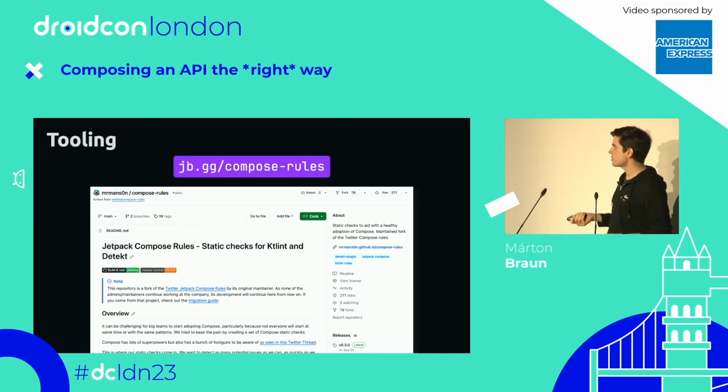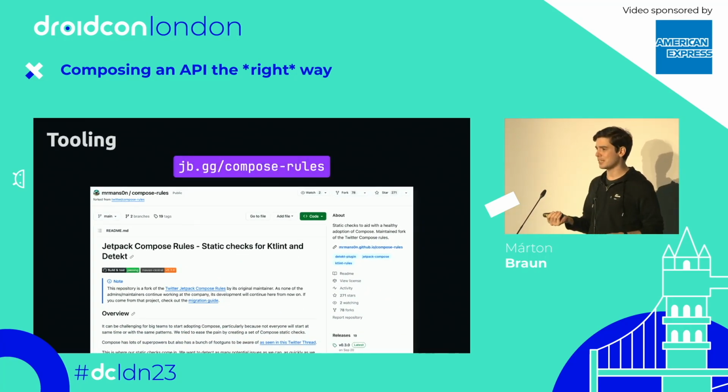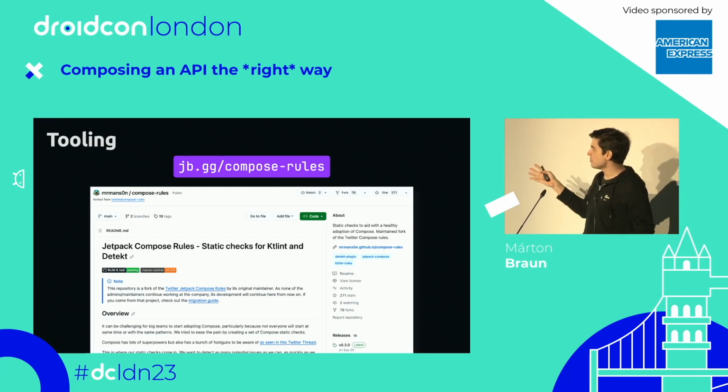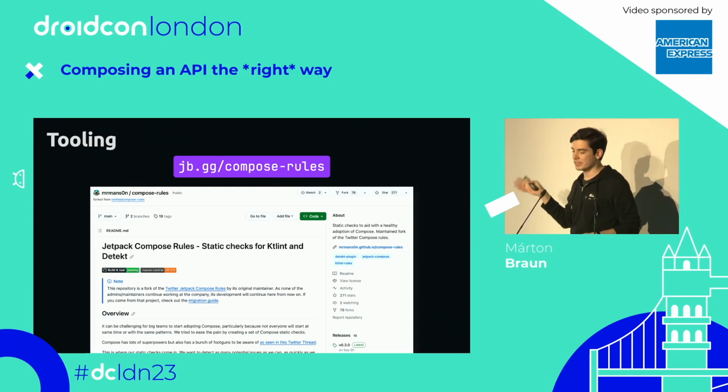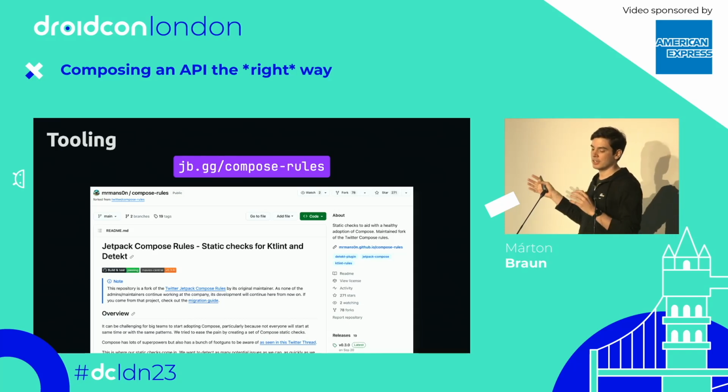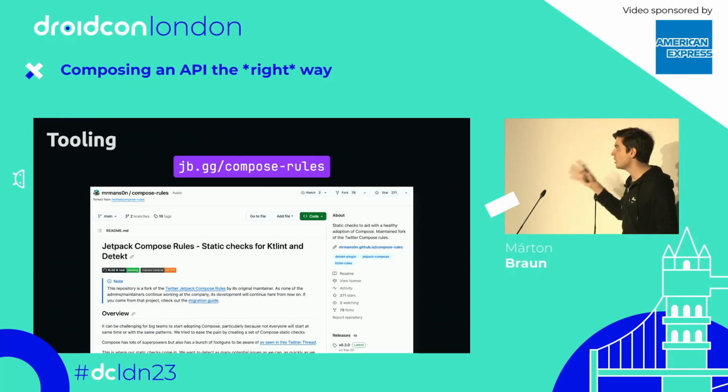So there's this composed rules repository, which used to be maintained by Twitter, but has been taken over since then on a fork by Nacho Lopez. And these rules can be used with either ktLint or detekt, so they're static analysis rules, and they cover a lot of the guidelines. So like modifier ordering and not emitting just a single root and having a modifier parameter on all of your components. These give you warnings for all of those things.